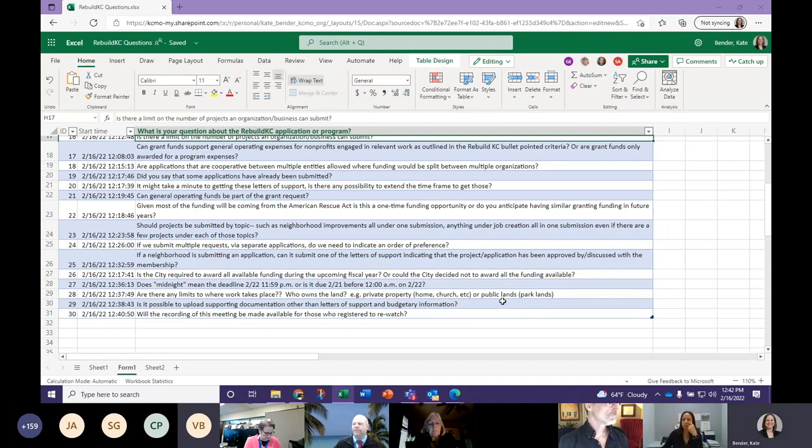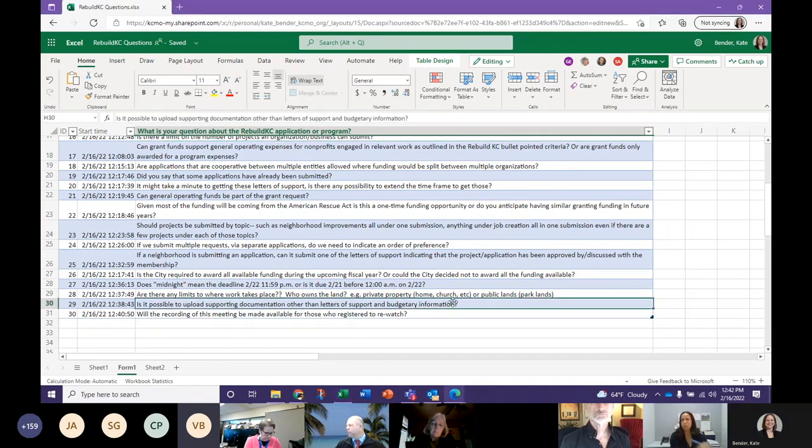People have asked about uploading supporting documentation other than letters of support and budgetary information. I would think you could submit it. If there's not another option, probably put it under the letter of support option. If you have related, Forrest. Yeah, absolutely. I was pulling up the application here while we're talking real quick too.